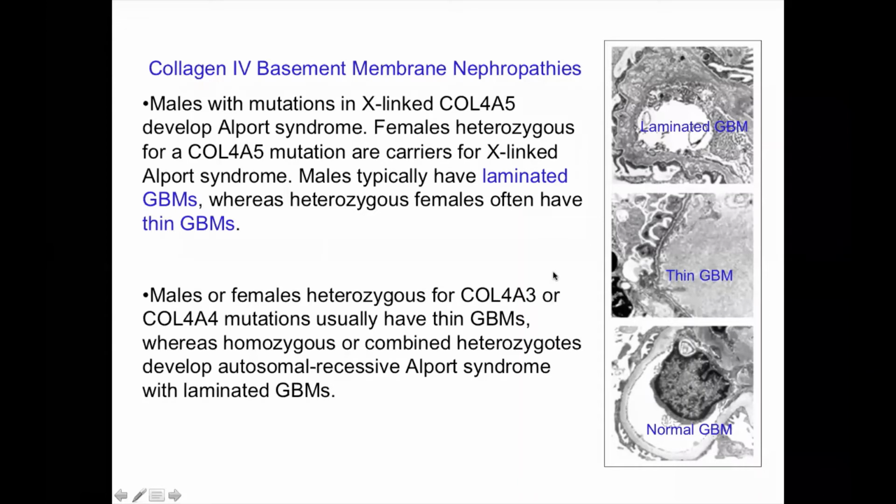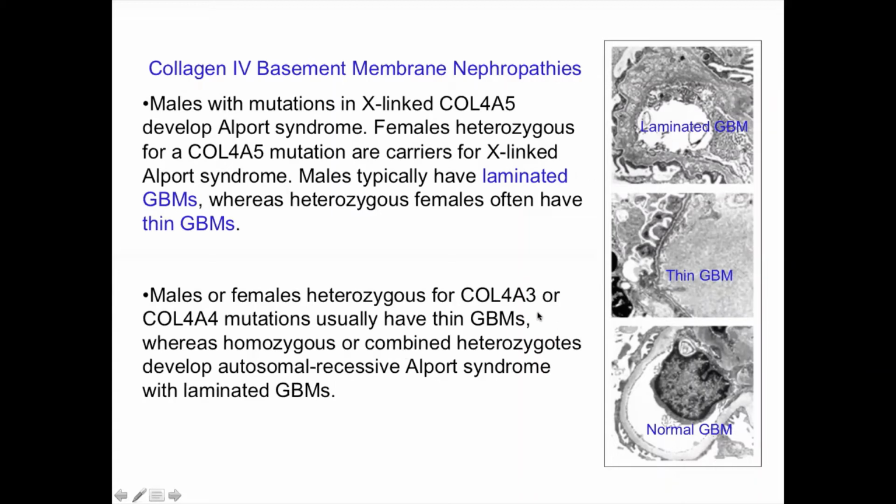And if the alpha 3 is affected, which is more rare than إن تكون الألفا 5 affected, this means إن it can affect both the females and the males, heterozygous, to a similar extent. يعني الألفا 5 is more seen in the males, loss of alpha 3 is more seen in the females.